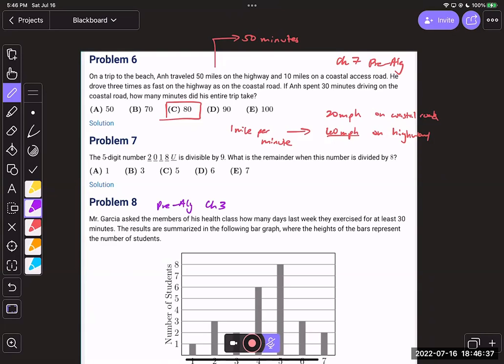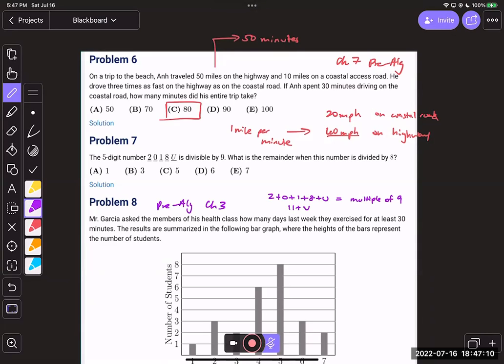So the divisibility rule for 9 is that all the digits add up to a multiple of 9. For example, if I add together every single digit here, I need to get a multiple of 9 in order for the original full number to be a multiple of 9. So what does that mean? What that means is 2 plus 0 plus 1 plus 8 plus U equals some multiple of 9. So what is this number here? This number here is 11 plus U.